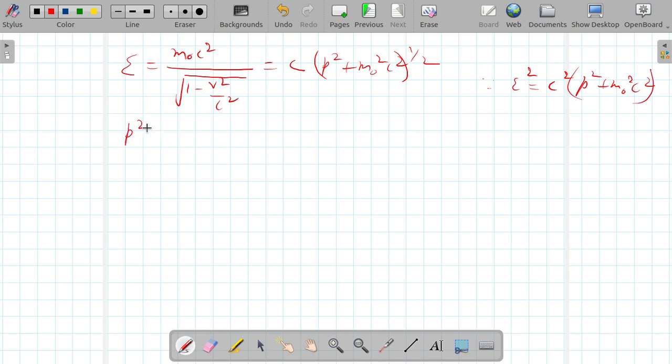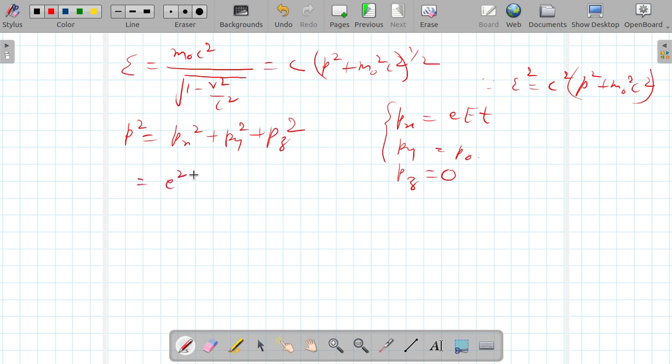Also, we know that the momentum square is equal to px square plus py square plus pz square. And if I substitute their values, what is px? As we have calculated earlier, py and pz: pz will be 0, px is eEt, and py is p naught. So if I substitute these values here, it will become e square E square t square plus p naught square plus 0 square.